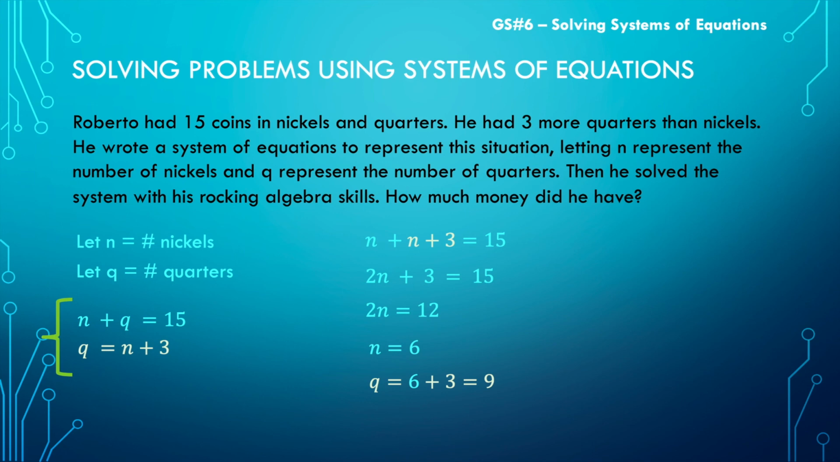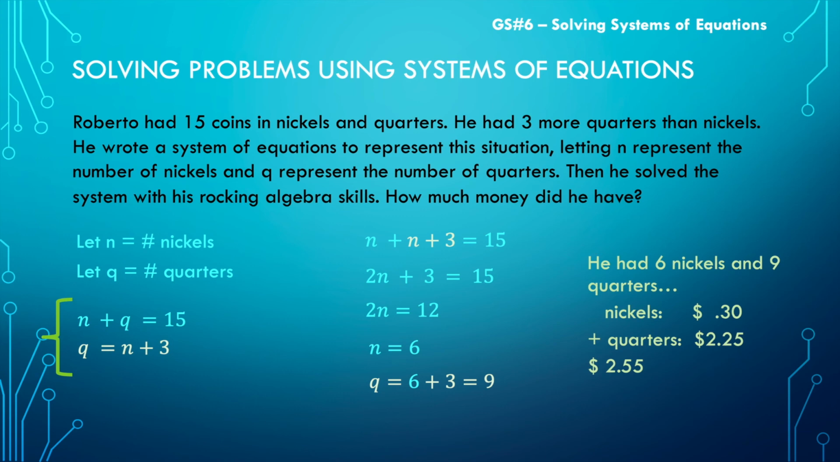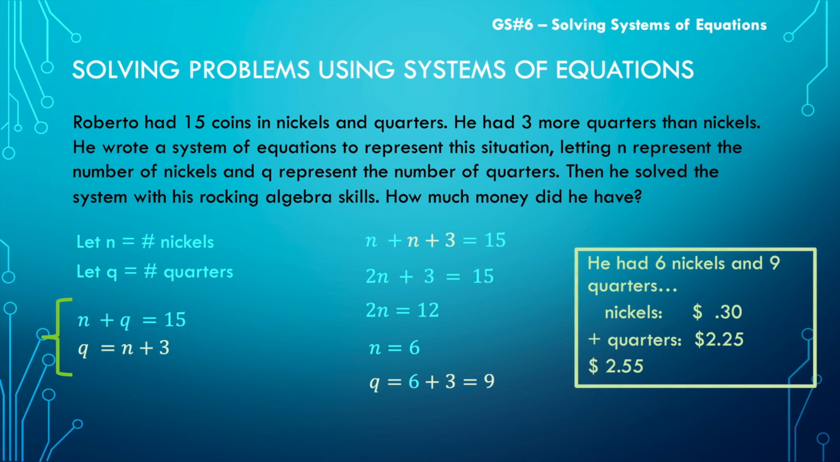Now, I want to know how much money he had. So I'm going to need to do a little bit of calculation. If he had 6 nickels, that means he had 30 cents in nickels. Here we are over here, 30 cents in nickels. And if he had 9 quarters, he had $2.25 in quarters. So he had a total of $2.55. Well, that's a lot of change, but not a lot of money.